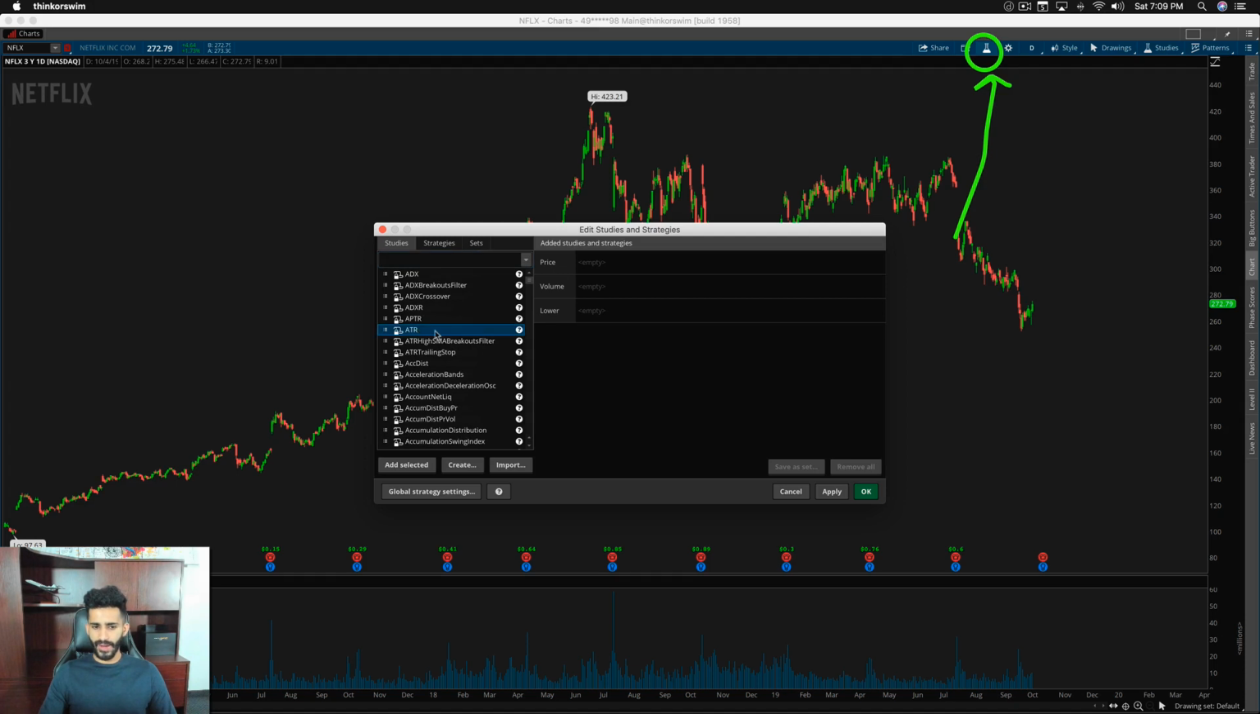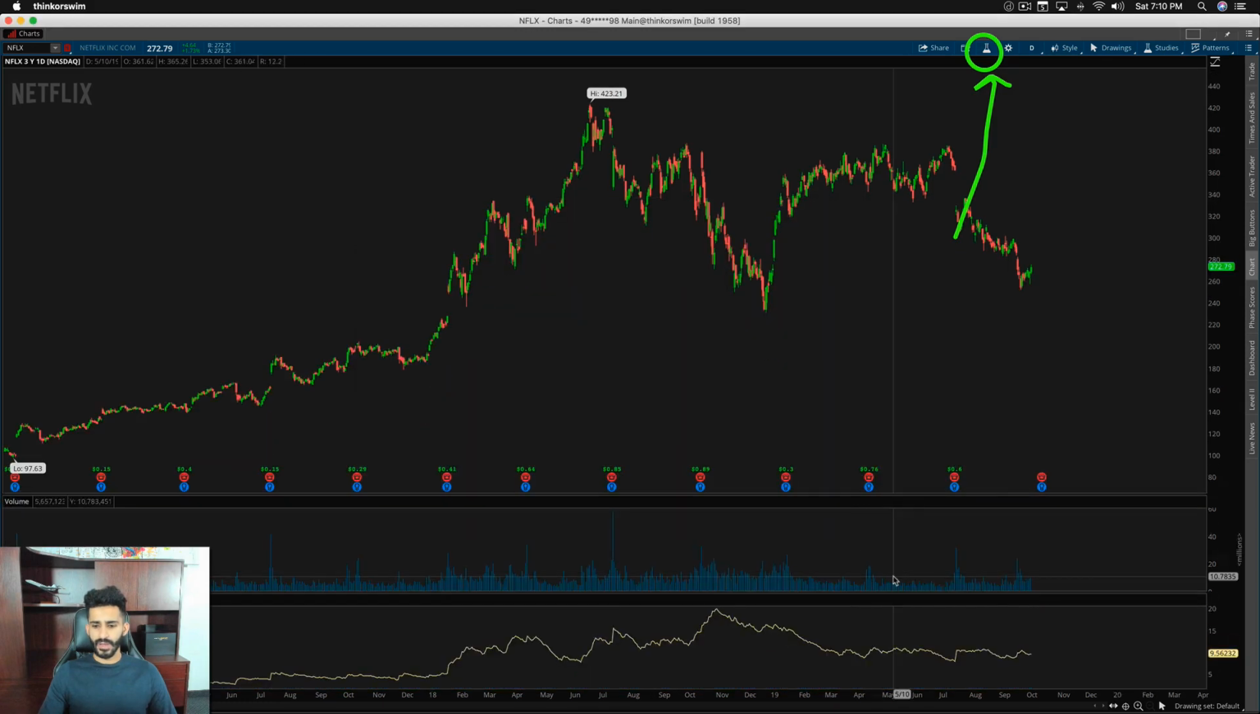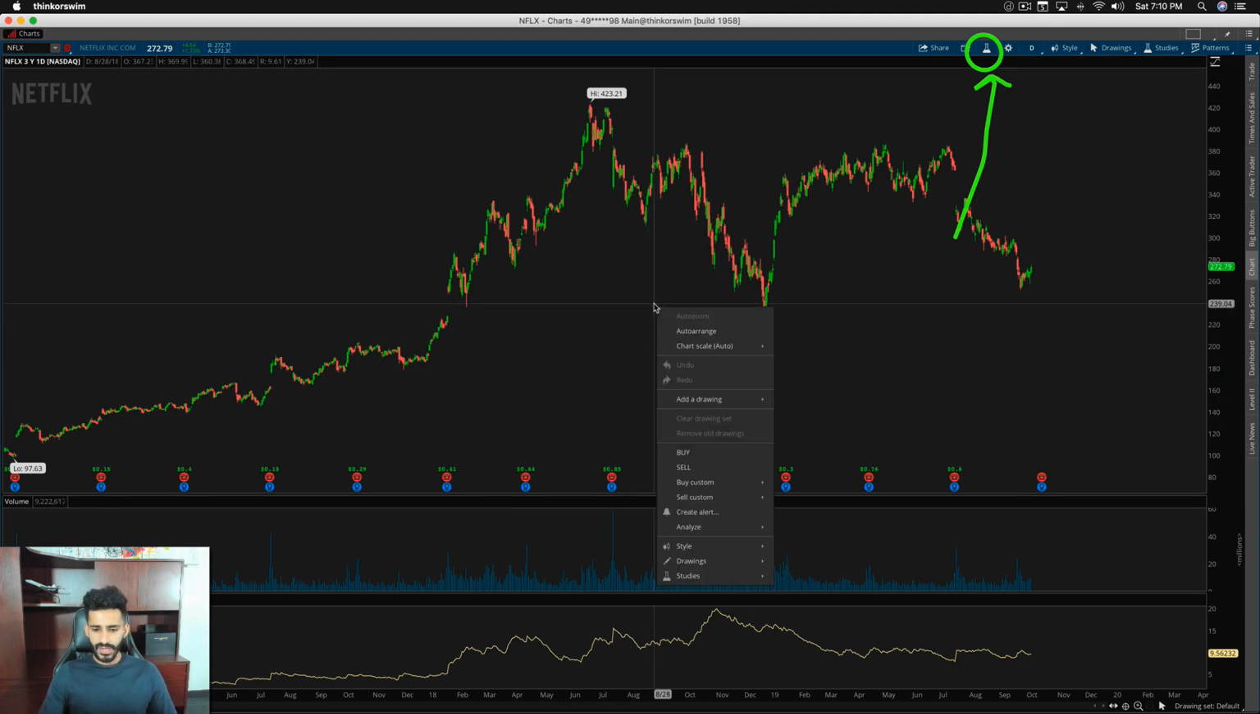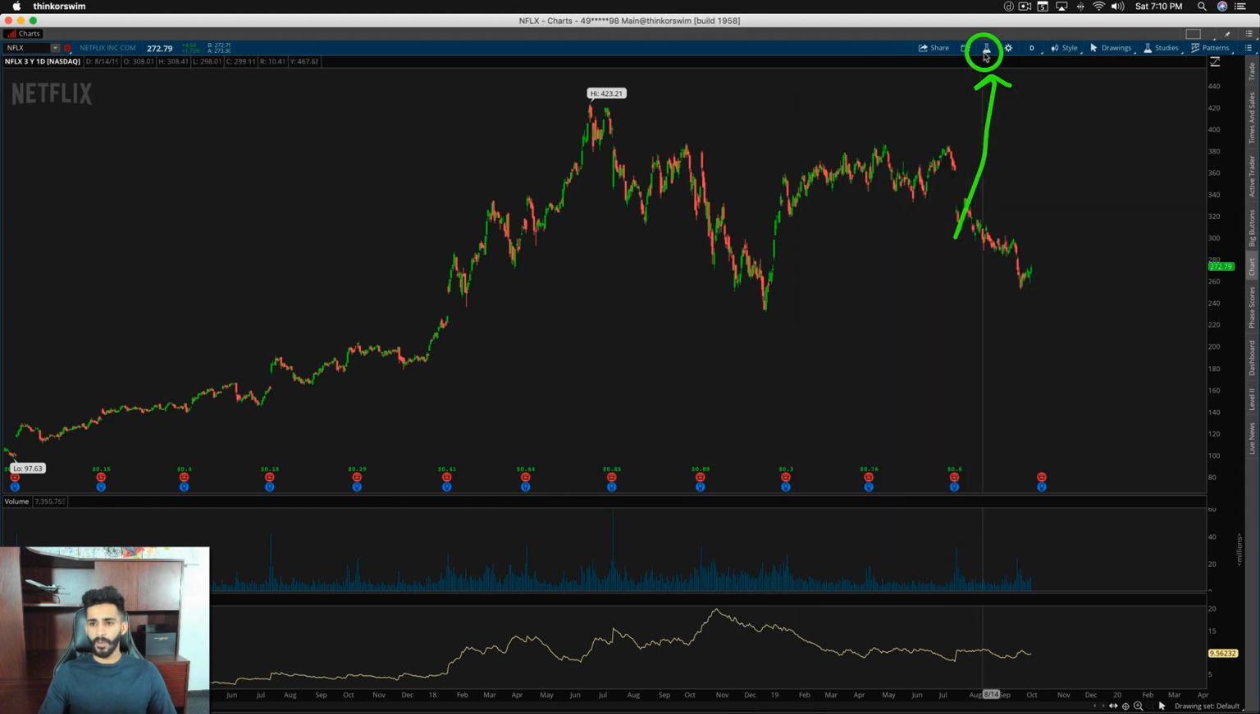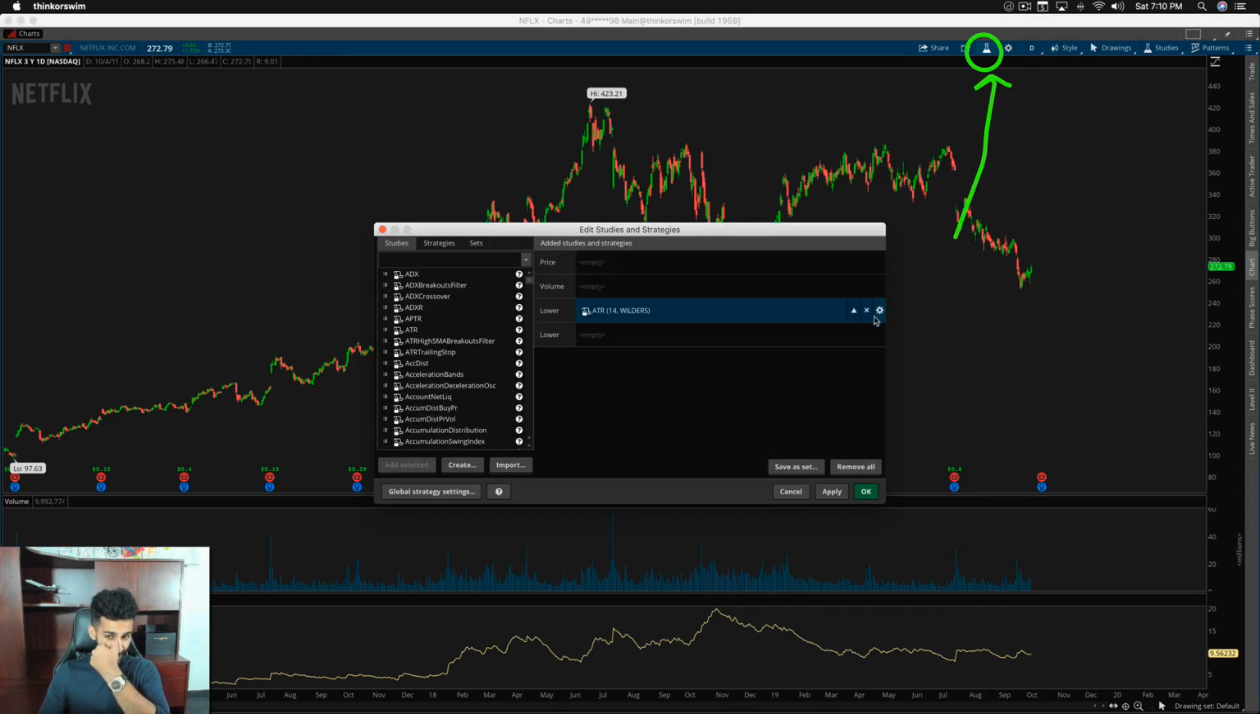So I want the ATR. I highlight on it, I click, add selected. The ATR pops up right here. Once that is done, I hit OK. Now I have the ATR showcasing right here. Now if I want to change the color of it, change any settings, I right click, I can go to studies, edit studies. Once again, right click, studies, edit studies. Or I can go back on this right here and I can click this edit button.